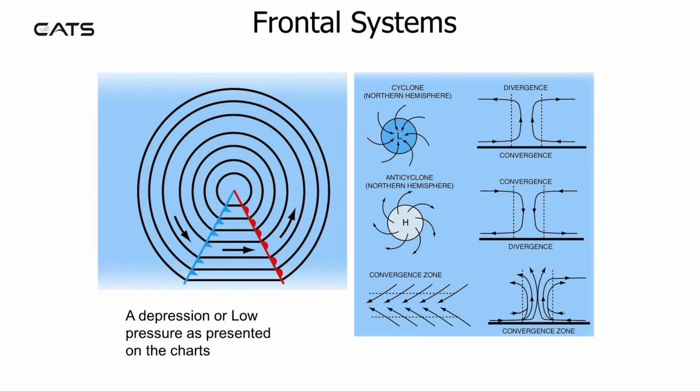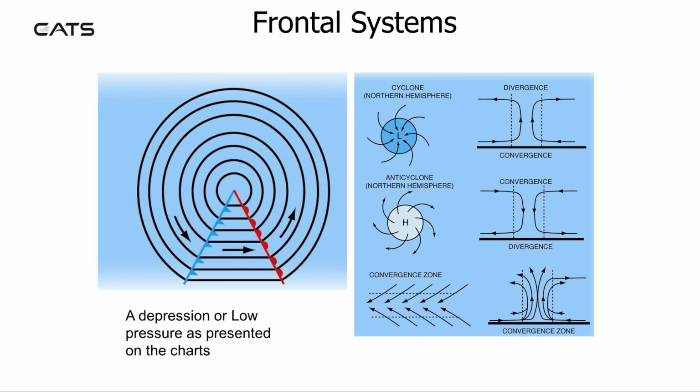Frontal systems. This is a depression or low as presented on weather charts. For low pressure, a cyclone in the northern hemisphere, there'll be low level convergence with ascent of air and high level divergence.